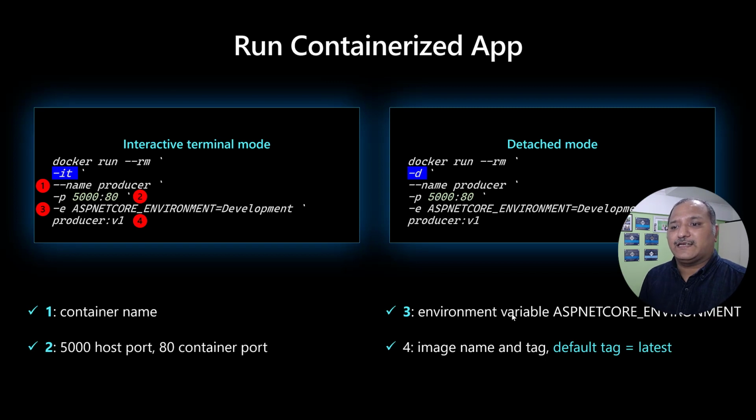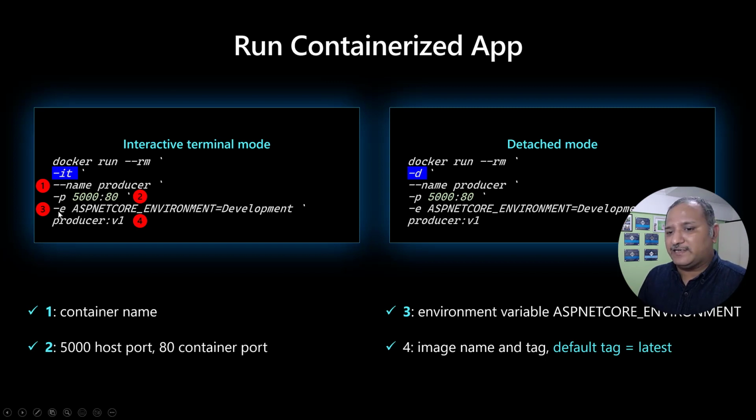One, using the interactive terminal mode, where we use the docker run command with the -it flag, and then we provide these four command line parameters. First one is the container name, which is producer in this case. The second is the port mapping. 5000 is the port on our local machine, or the machine where we are running this command, and 80 is the port which is exposed by the container. So we are mapping default 80 port on the container to 5000 port on our machine.